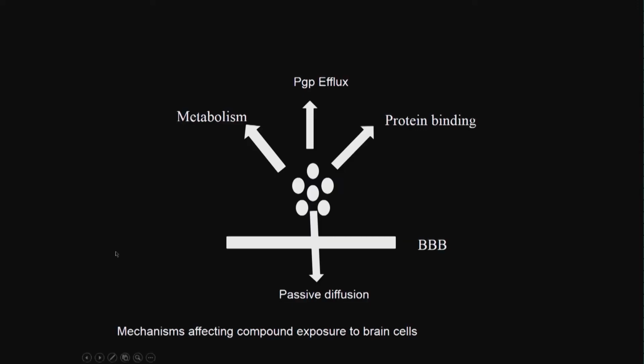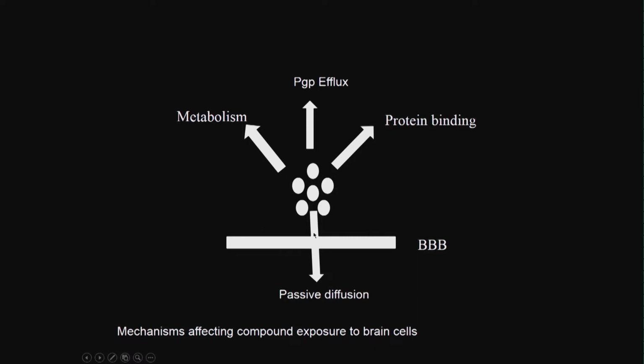Okay, so how does it affect? What is the mechanism affecting compound exposure? We have passive diffusion taking place here. P-gp efflux, that throws it out. Then we have protein binding, so again the compounds get neutralized, or metabolism. You could have a lot of metabolism taking place, so the compounds get degraded. So these are preventive steps. The efflux is very high, binding to protein is also very high, and the metabolized products are small products which become harmless.